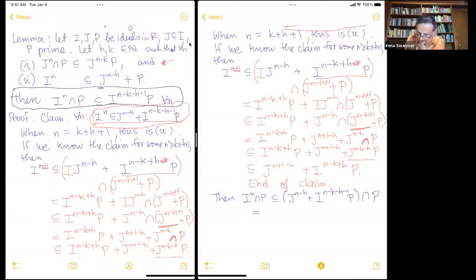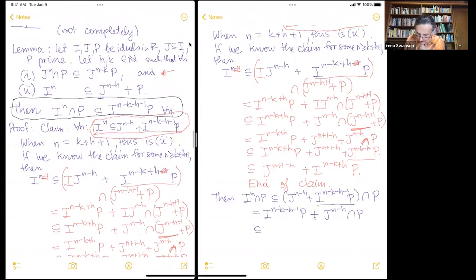And this, again, is a subideal of p, so we can pull it out, plus the intersection of the rest. And now we use assumption one. This is contained in, so first I copy this, J^{n-h-k}p. And J is a subideal of I. And anyway, this is contained in there. So we proved what we wanted. So this proves the lemma.